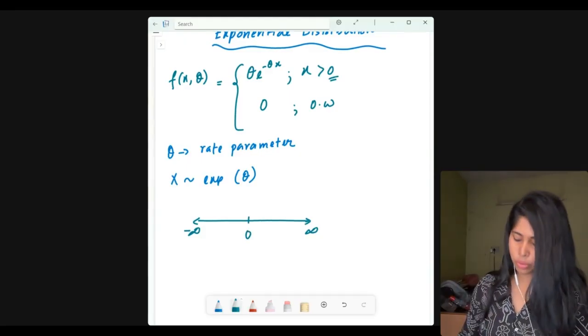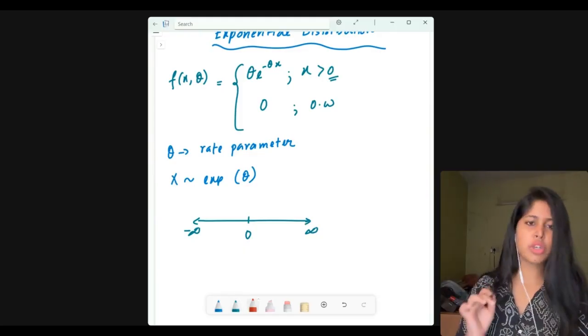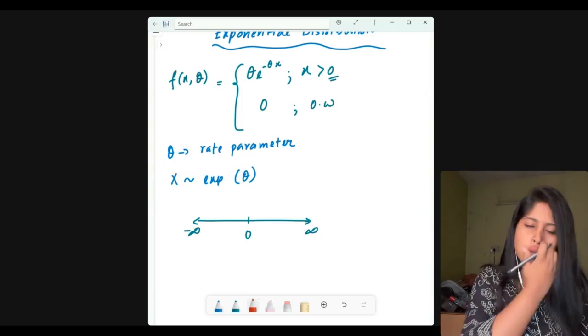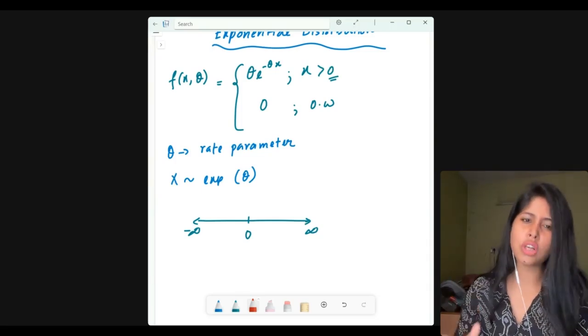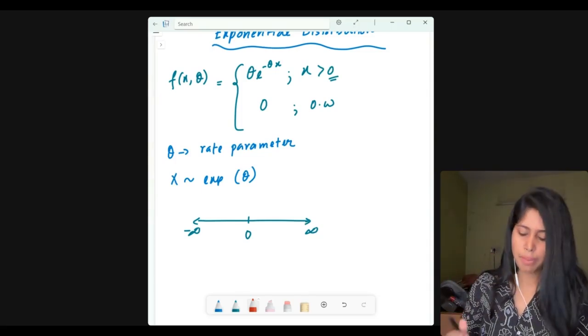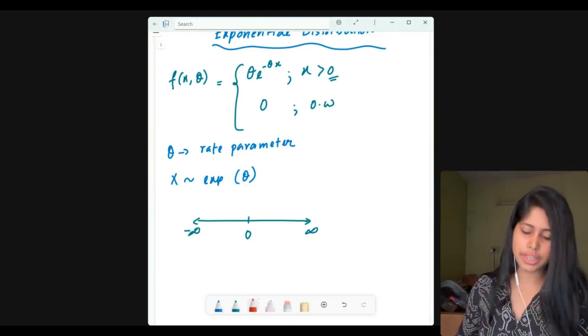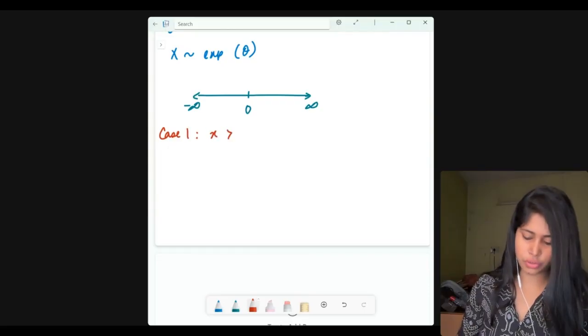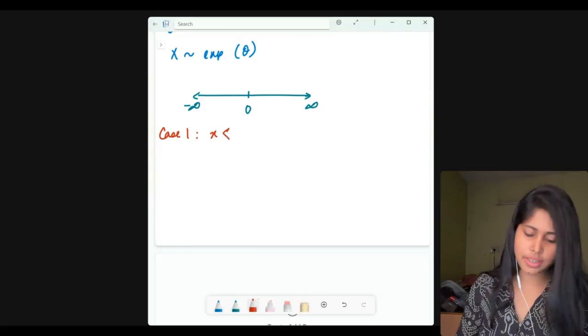Then case 1 will be what? From minus infinity to x. Case 1 or 2, anything, it will always be minus infinity to x. But the region for the first case will be what? Let me write it. Case 1 is x less than 0, sorry, that will be case 2. X is less than 0.